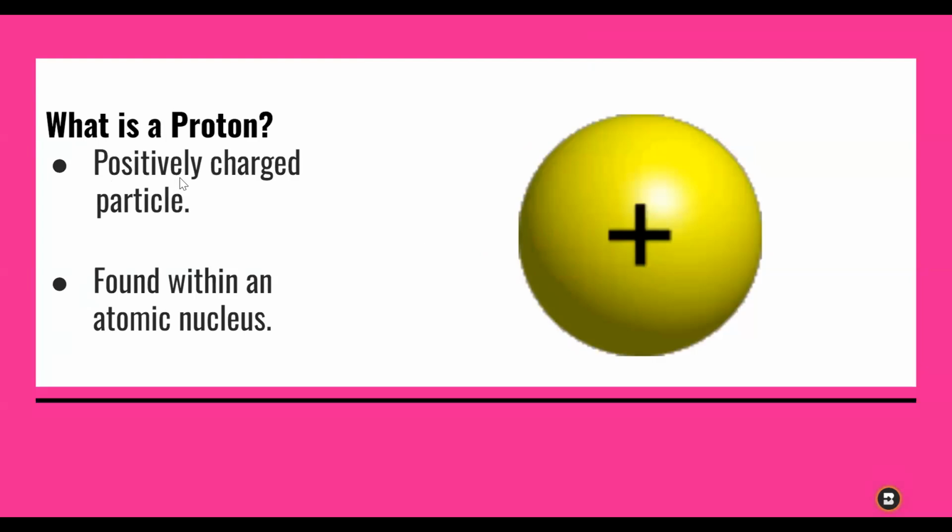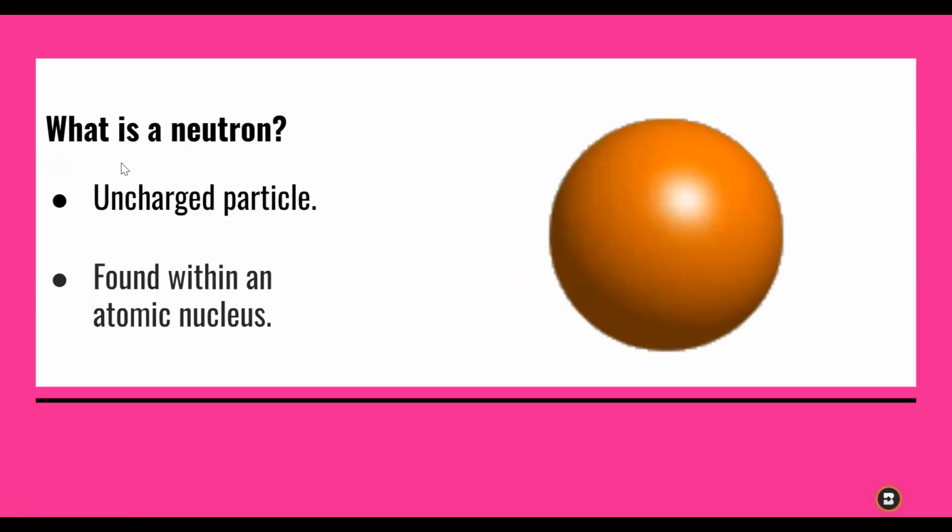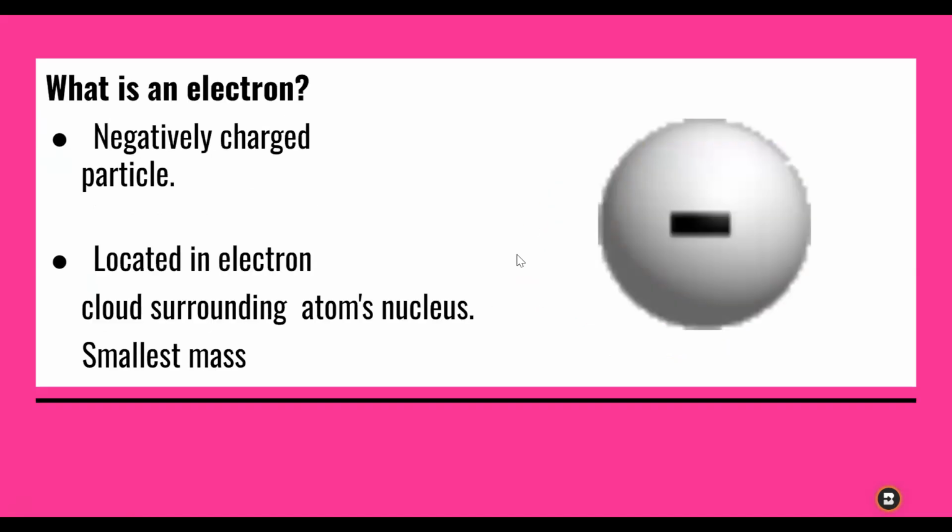Then, the proton is positively charged and is located in the nucleus, okay? The atomic nucleus. The neutron is an uncharged particle found within an atomic nucleus also. Then the electron is negatively charged and is located outside in the electron cloud. It has a very small mass. Okay?